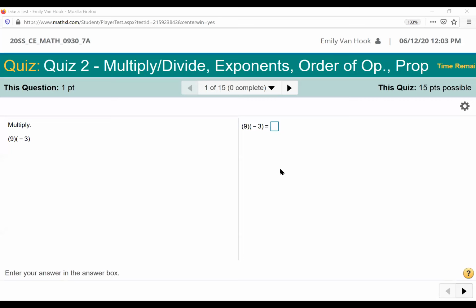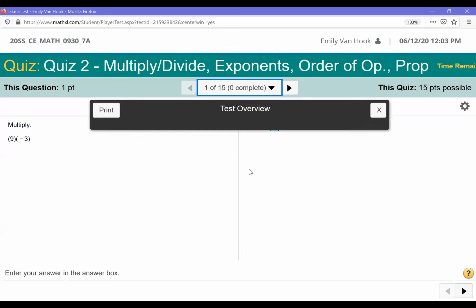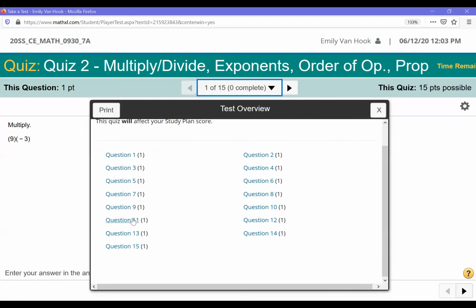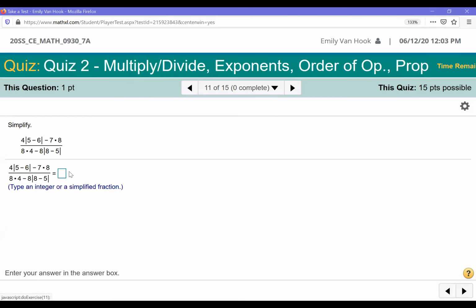So here's quiz 2. There are 15 questions. Again, this covers lessons 5 through 8. I think I'll just take us near the end of the quiz because it does cover what we were just talking about in terms of properties. So I'm just skipping ahead to question 11. Okay, here's an order of operations question. We did one almost exactly like this in lesson 7.